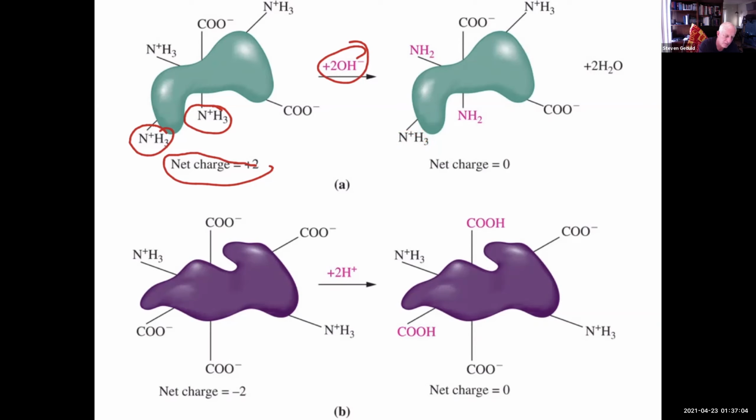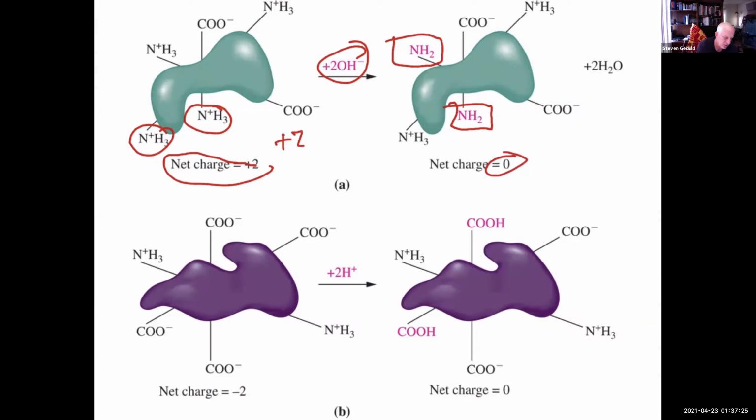It takes the proton off that group there and this group here. So now you have NH2. So now you've lost that net charge. You go from a net charge of +2, which is polar, to a net charge of 0, which is nonpolar.